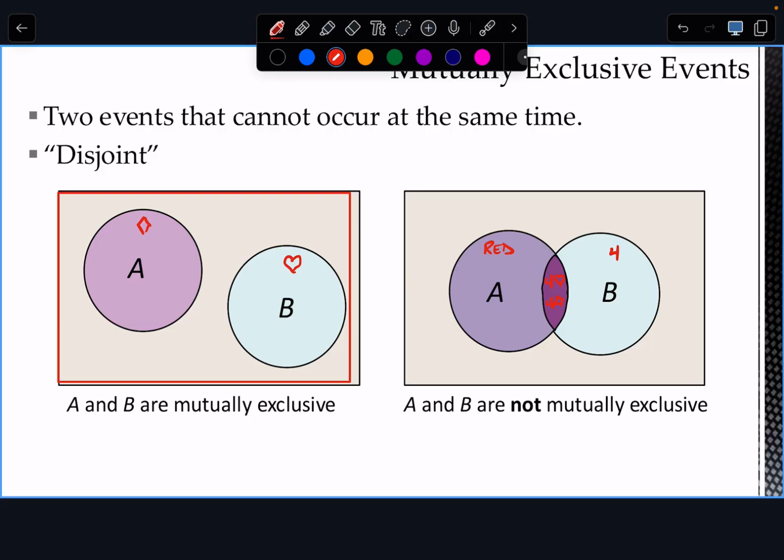So when we're looking at mutually exclusive events, we're looking at if I do one single trial of my random phenomenon, can I get a result that works for both events that are defined? When I wanted to draw a card, I can't draw a card that's a diamond and a heart at the same time. But I can draw a card that's red and a 4. So mutually exclusive versus not mutually exclusive.